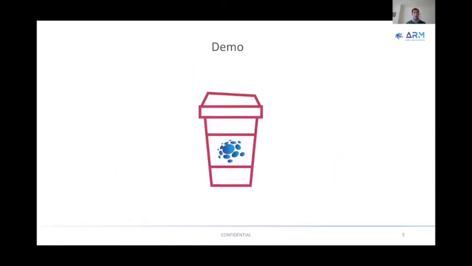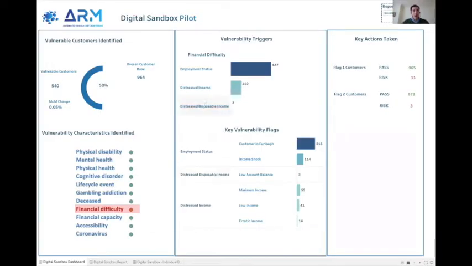So let's pretend we are having our early morning coffee and we have to oversee our portfolio using ARM's platform. We have a high-level overview of the portfolio where we can see the vulnerable customers identified, and how it changed over time, to see if our performance keeps improving or we keep identifying different vulnerable customers. We identify 11 vulnerability characteristics, although we're focusing on financial difficulty based on the data that has been shared during the Digital Sandbox. We can look at the portfolio to gain some insights. To give you an example, it seems that in this case, most of our vulnerable customers are in furlough. So it seems this should be a temporary shock.